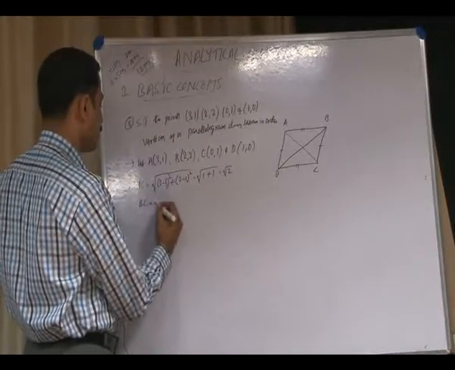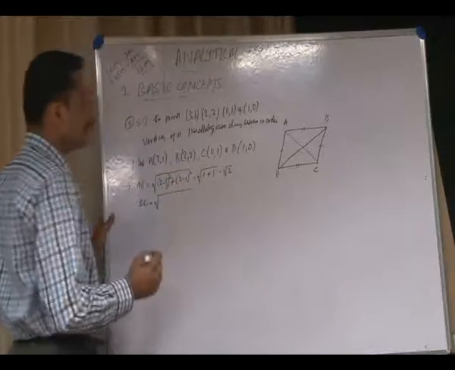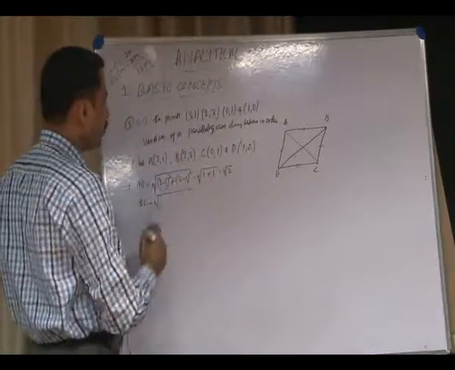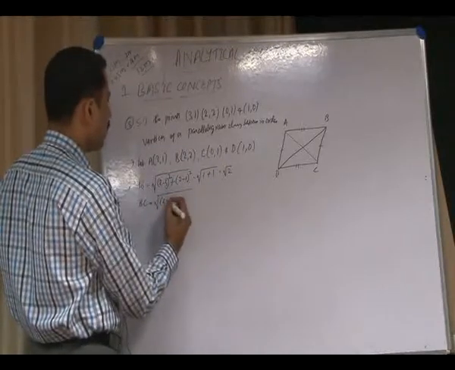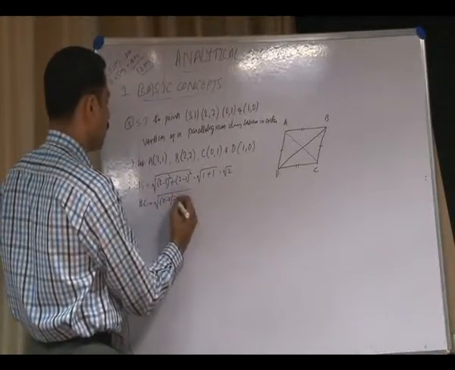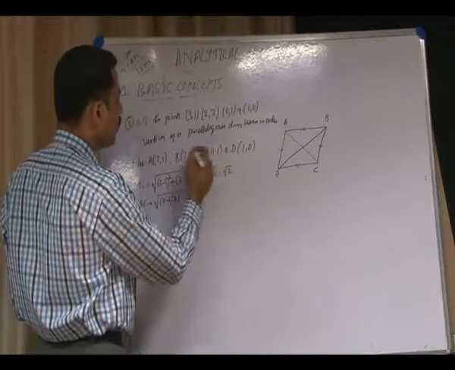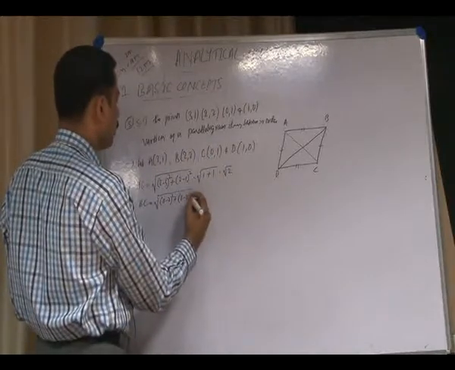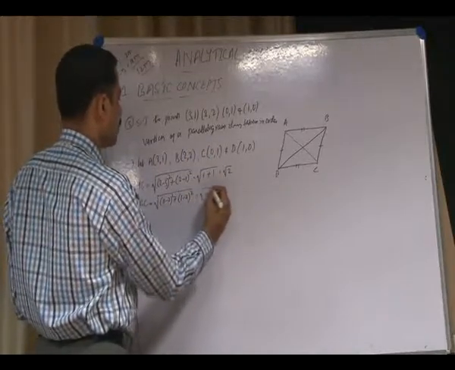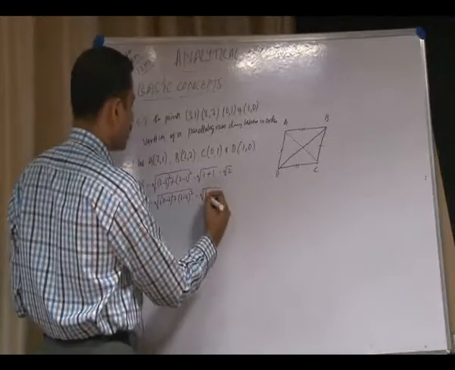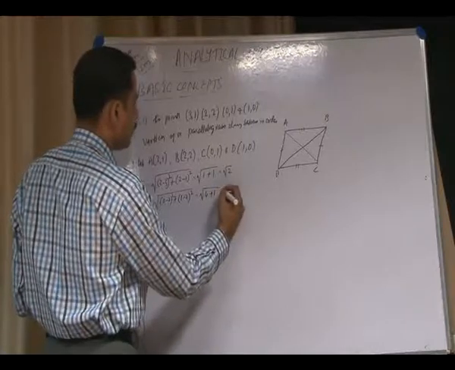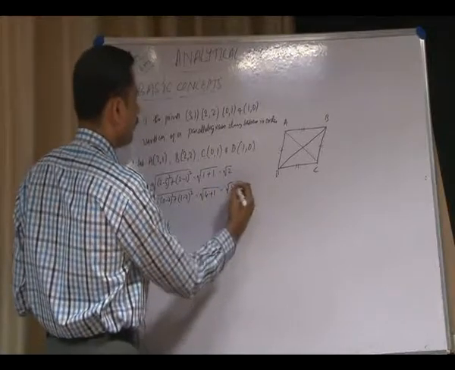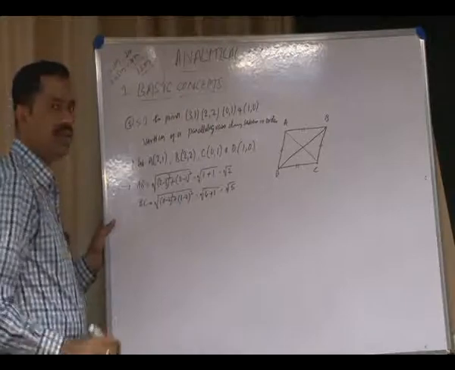Then BC is equal to square root of, the distance between these 2 points is given by square root of (x2 minus x1), that is 0 minus 2 whole square, plus (y2 minus y1), that is 1 minus 2 whole square. So that gives square root of 2 square is 4, plus 1 minus 1 is minus 1, whole square is plus 1, that is equal to square root of 5, that is side BC.